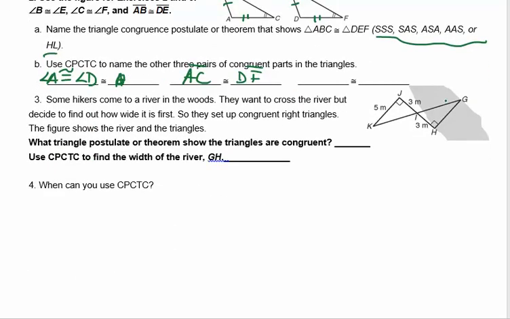So in CPCTC, we don't use it unless we know the two triangles are congruent. If we know the two triangles are congruent, then we can use CPCTC to prove that the other parts that aren't marked congruent are also congruent.